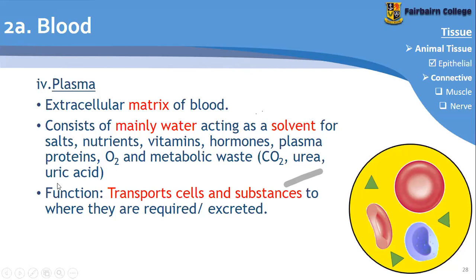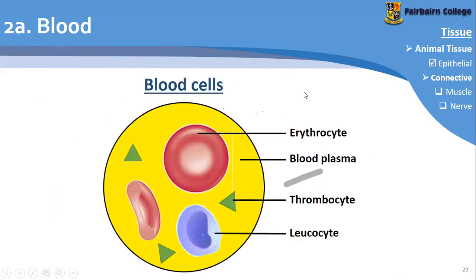And then, as discussed, the function of the plasma is to transport cells and substances where they are required or potentially excreted elsewhere in the body. Okay, so I think that's all for blood.